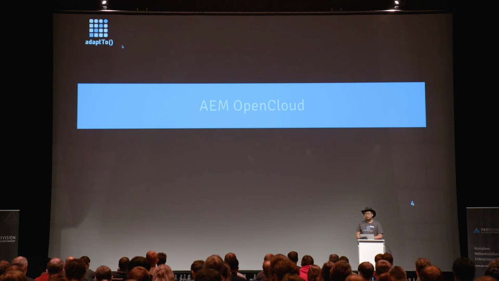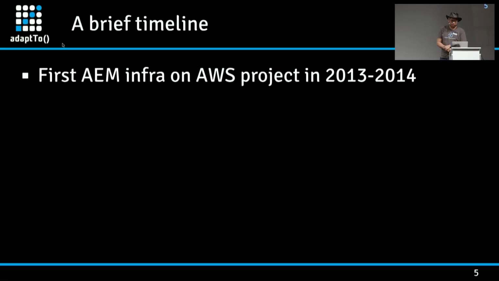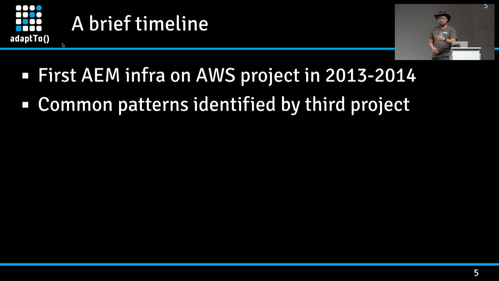So what is AEM OpenCloud? To start with a brief timeline, our first AEM infrastructure on AWS was a project in 2013, 2014. Since then, by the third project, we've identified a number of common problems, common patterns that all of the projects ended up having to solve. But the problem was that because each project is funded differently on different clients, you have to start from scratch. We ended up doing it better, but we ended up having to rebuild the similar solution over and over again.